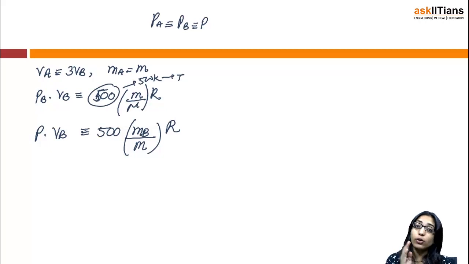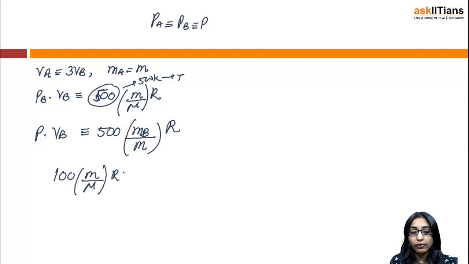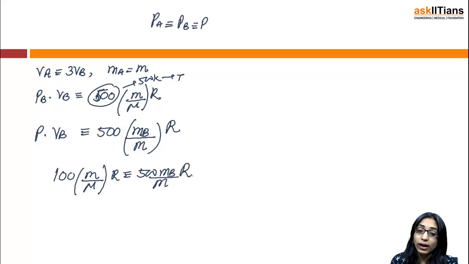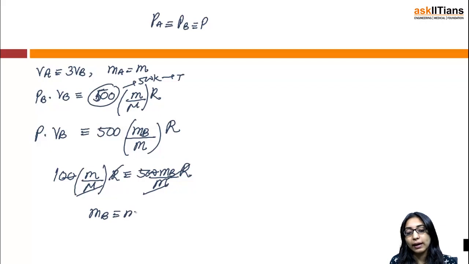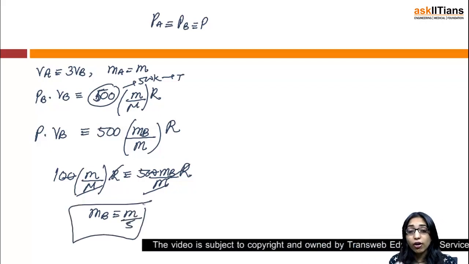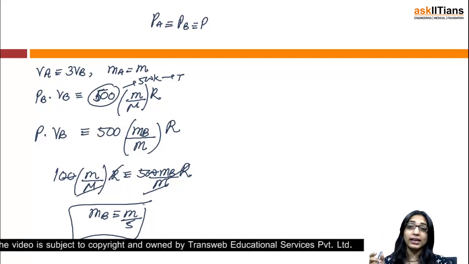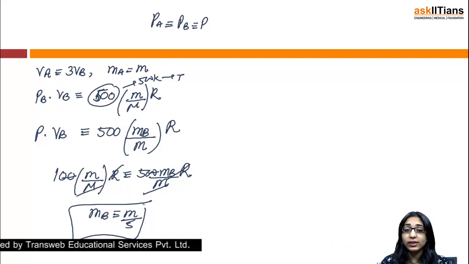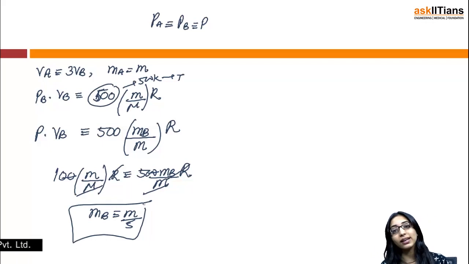So, if I equate the two things, you will be equating 100 into M by M into R, which will be nothing but 500 into MB by capital M into R. If you solve this, M got cancelled, this got cancelled with 5, R got cancelled, that means MB will be nothing but M over 5. So, I can simply say that the mass of the gas in the container B is nothing but 1 by 5th the mass of the gas in the container A.